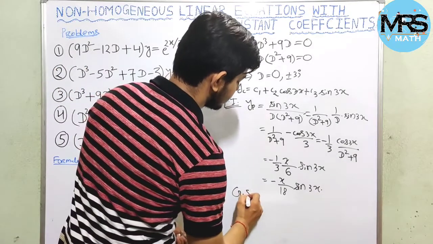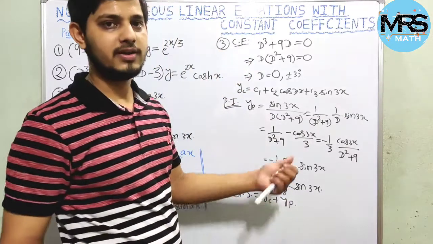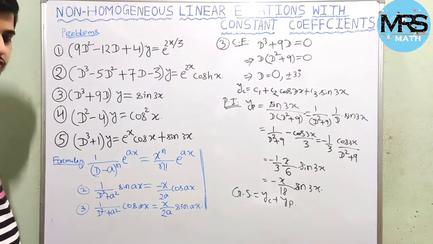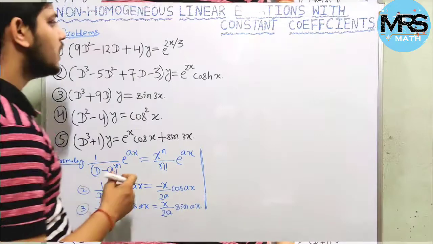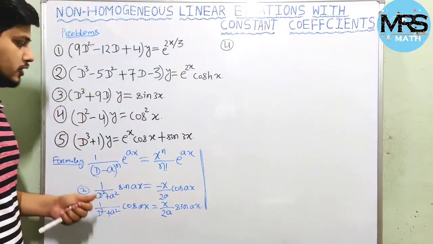So the general solution will be yc plus yp. Okay, it is very simple. Now we will proceed to question number 4. So now we will see question number 4.